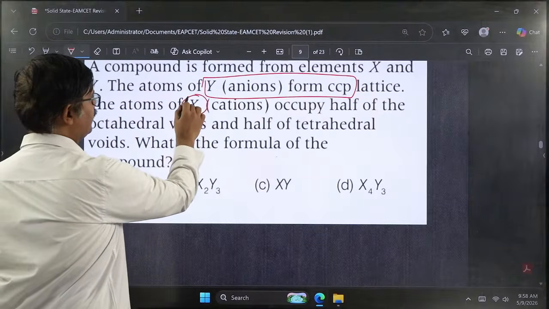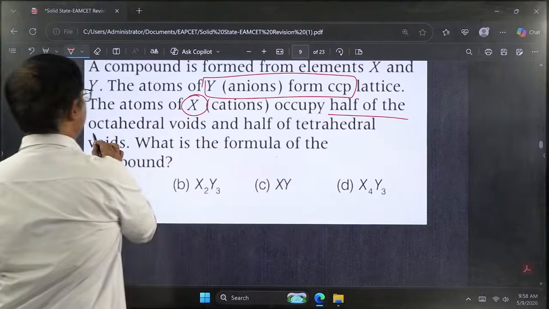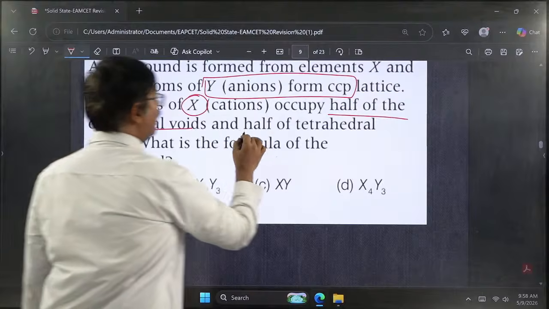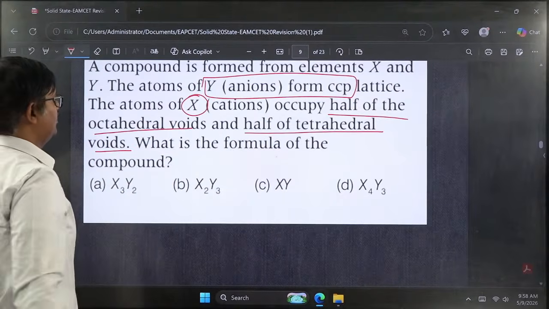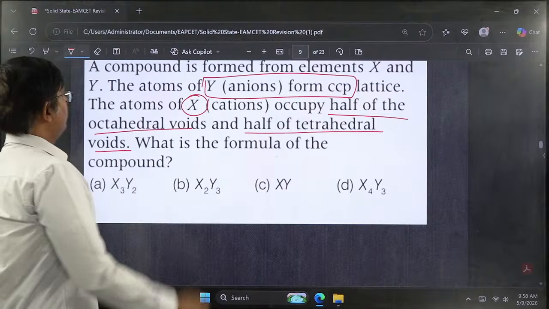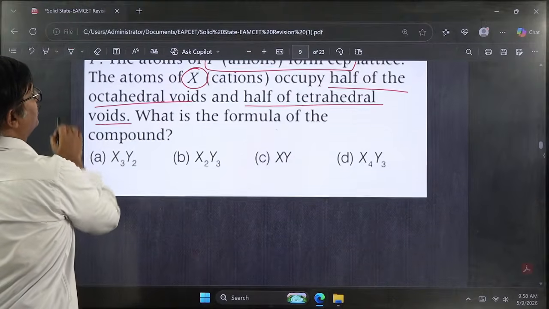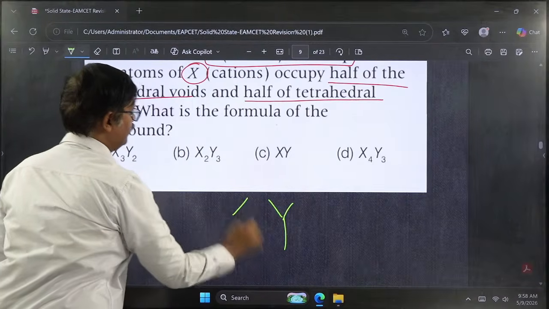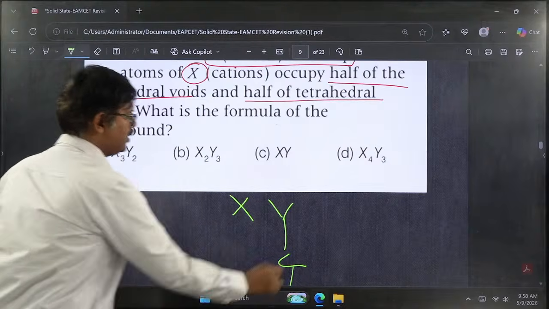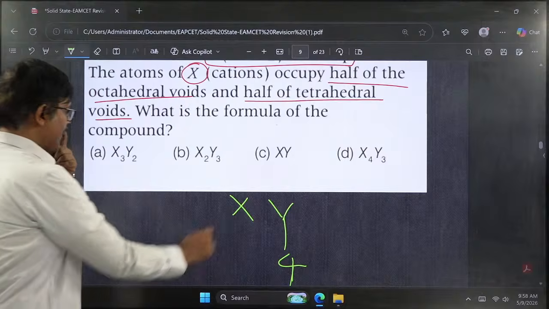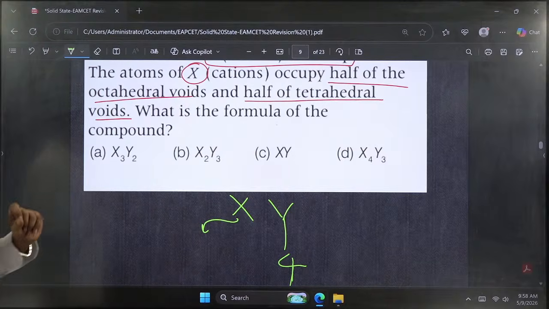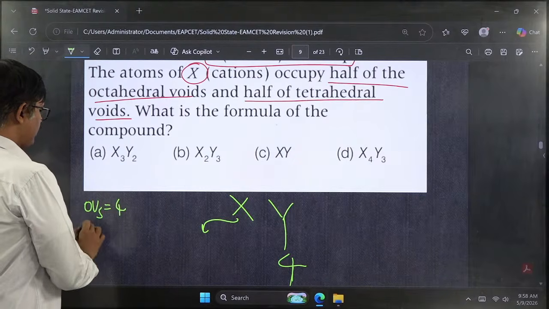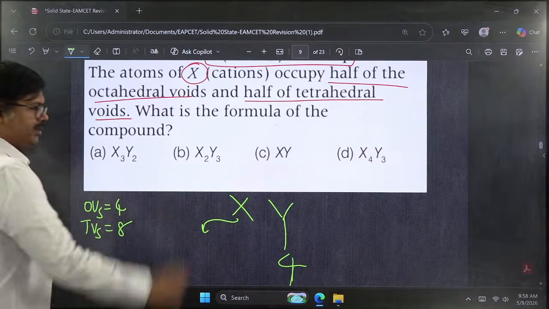Atoms of X occupy half of the octahedral voids. Okay, they are not occupying full octahedral voids, only half. And half of the tetrahedral voids also they are occupying. So look here, Y is making the CCP unit cell, so per unit cell 4 will be there. X, how many are occupying? First of all, how many OVs will be there? OVs will be 4 in CCP, TVs, tetrahedral voids, will be double, 8.